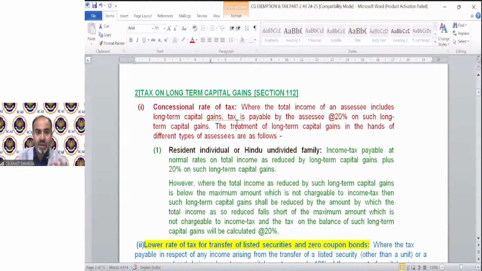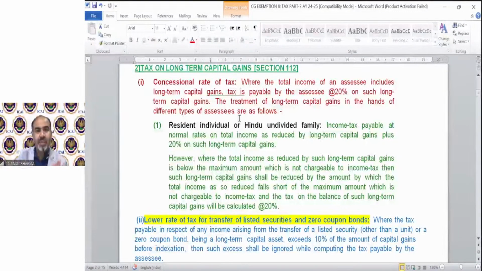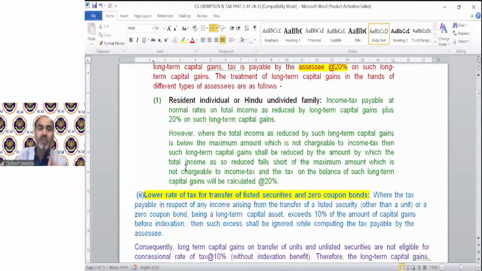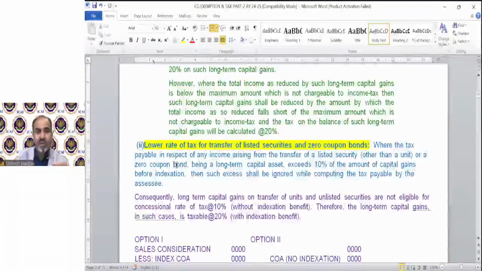Let's see. Concessional rate of tax: where the total income of an assessee includes long-term capital gain, the tax payable by the assessee is 20%. This is normal long-term capital gain. For a resident individual or HUF, income tax is payable at the normal rate, that is 20%, and we can use the exemption limit. Now a specific, lower tax rate of 10% is also provided for long-term.